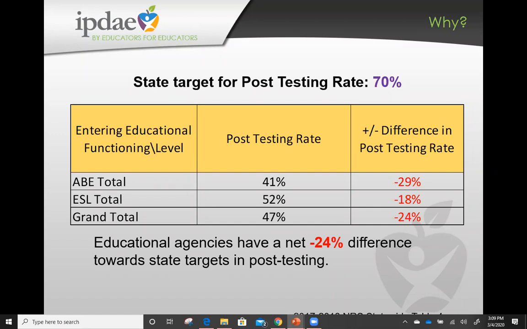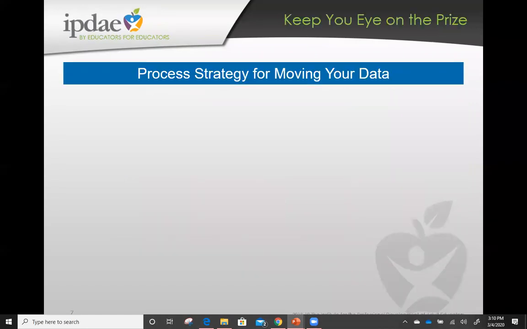So this is a little bit of an alarm. And we want to make sure that we have all of the necessary tools to help you move this data, because we're all in this together as an entire state. All right, so hence we developed the matrix suite.